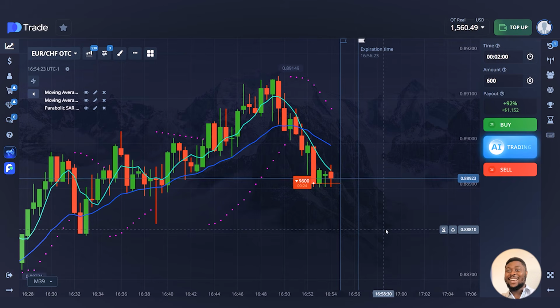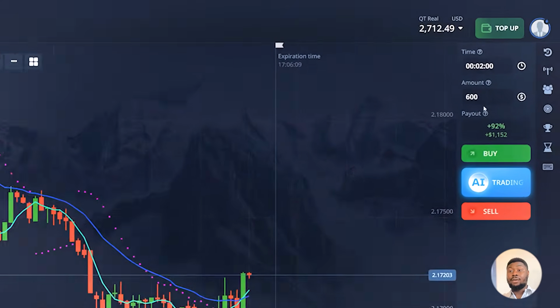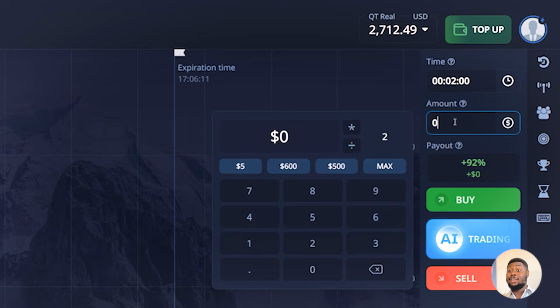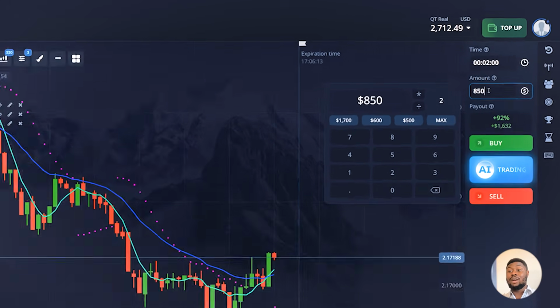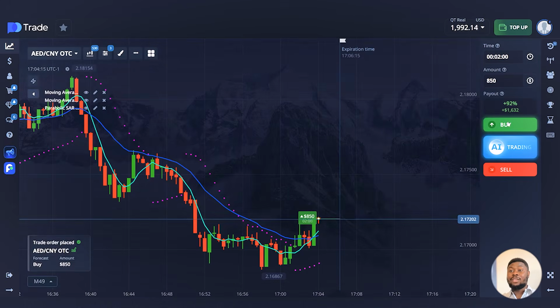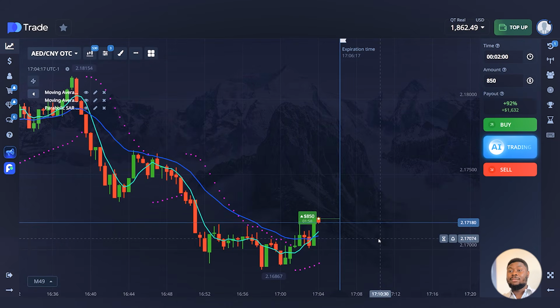Yes! The second profitable trade in a row. Now my capital has increased to $2,712. The trade amount is $850. This time my forecast is that the price will rise. Now I press the green button to open a trade.